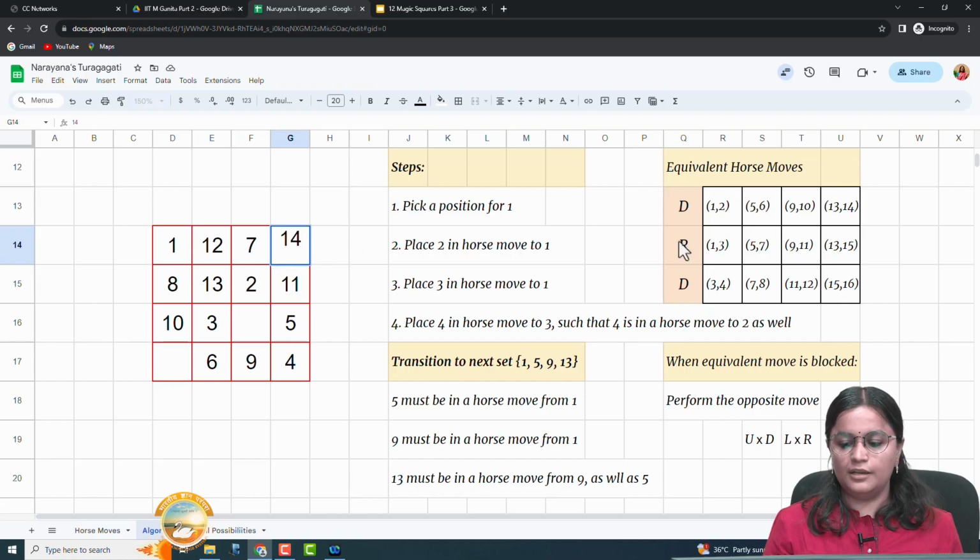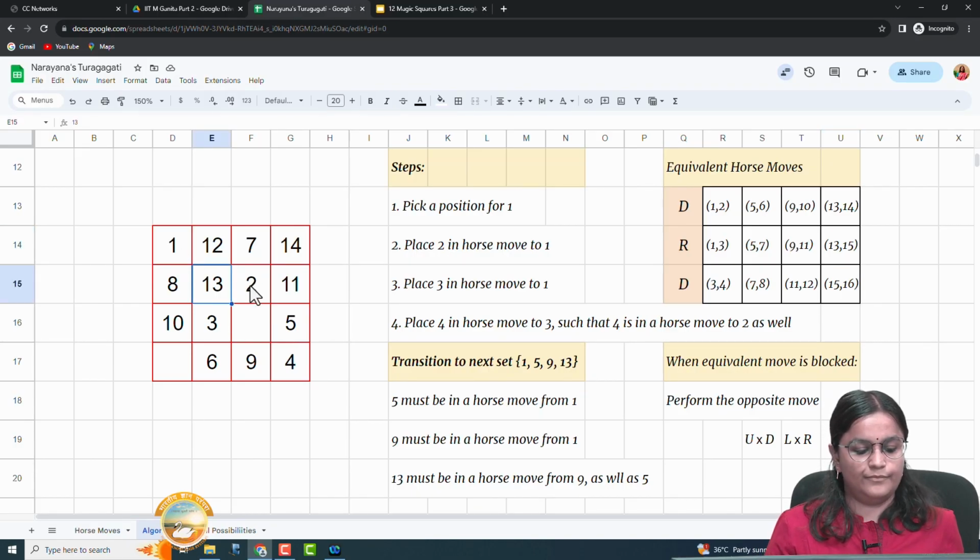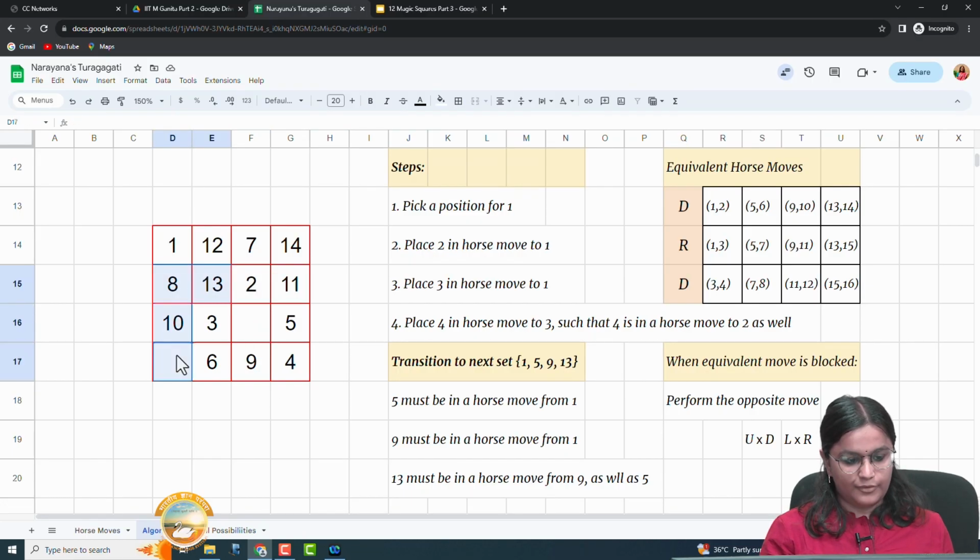Next, with 15, we know that 13 and 15 must be in a rightward equivalent horse move. Let us figure that out. So, from 13, we go rightward, but however, here you see we are blocked by the digit 9. We will invert our move and place the digit 15 over here.